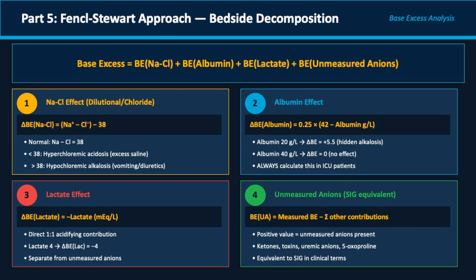Component 4, unmeasured anions. Take the measured base excess and then subtract all 3 contributions. And what is left over? Those are unmeasured anions, that is ketones, toxins, or uremic acids. 4 components, 2 minutes, clear picture. Let me show you how it works on a real patient.